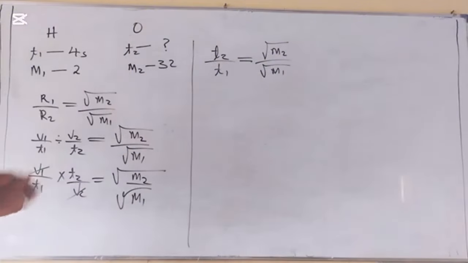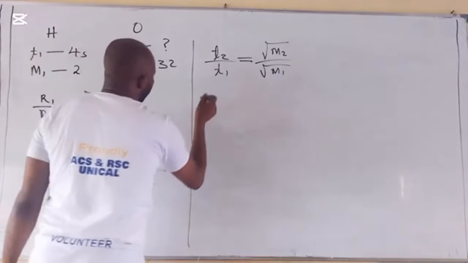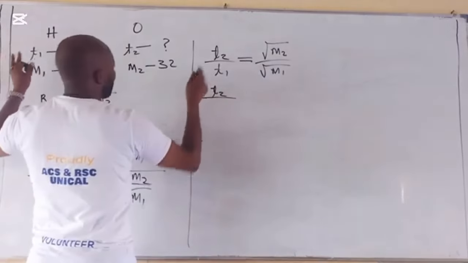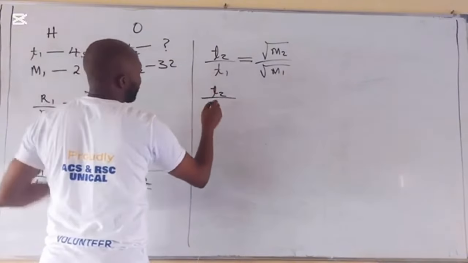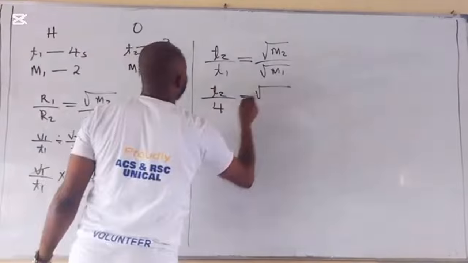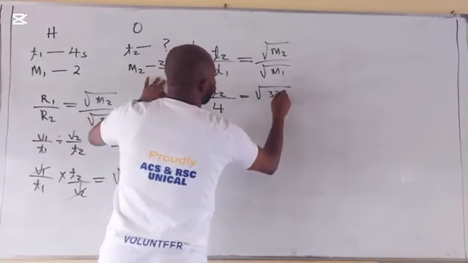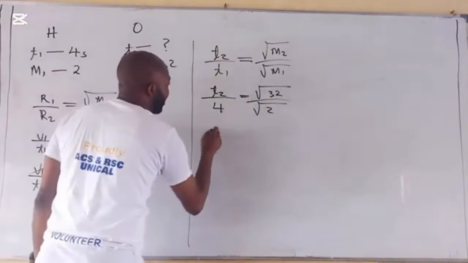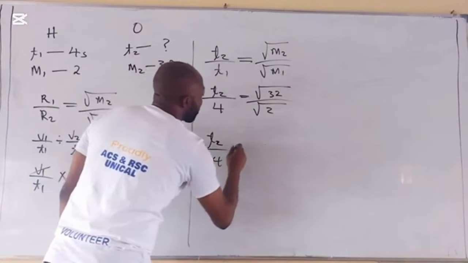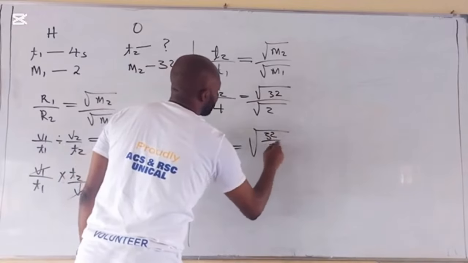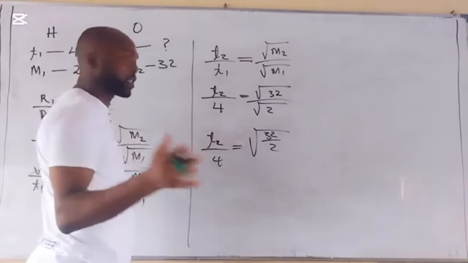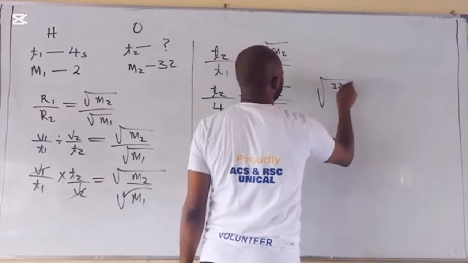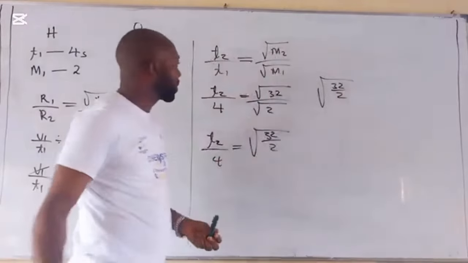Now, what are we looking for? We're looking for T2. Let's substitute the variables. I have T2 over T1, and T1 is 4, equal to the root of M2, which is 32, over the root of M1, which is 2. So T2 over 4 is equal to the root of 32 over 2. Root 32 divided by root 2 is the same thing as the root of 32 over 2. That is math, so let's proceed.